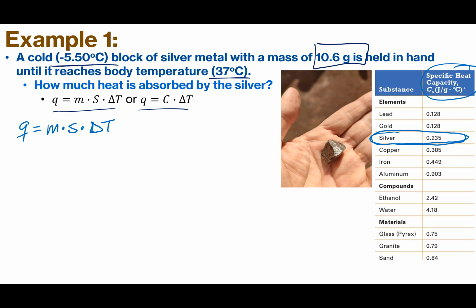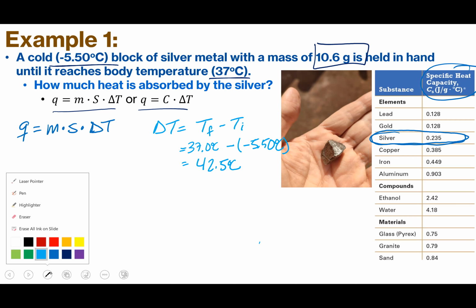How you plug and chug through this is up to you. I like to do delta T separately and then stick it in there just so it looks nicer. So our delta T here, remember, is always T final minus T initial. Our final temperature is 37 Celsius. We're going to subtract from that negative 5.50 Celsius. This 37 should have a 0.0 on it, so we have another significant figure. So this means our delta T is 42.5 Celsius.